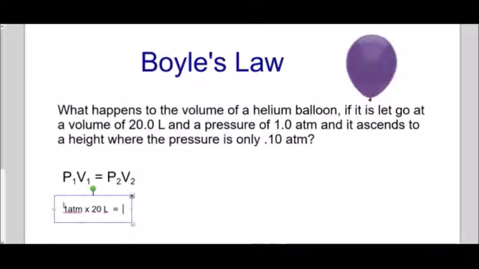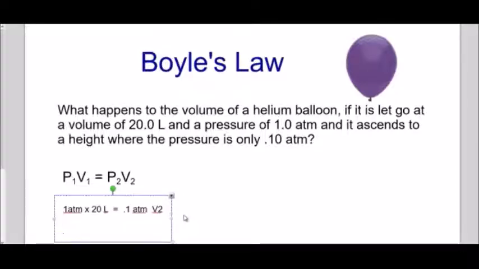The new pressure was 0.1 atmospheres, up high in the atmosphere. And then we can solve for V2 by simply doing the algebra here. The algebra would mean that we're going to take 1 times 20 and then divide it by 0.1. Well, it's pretty simple math.